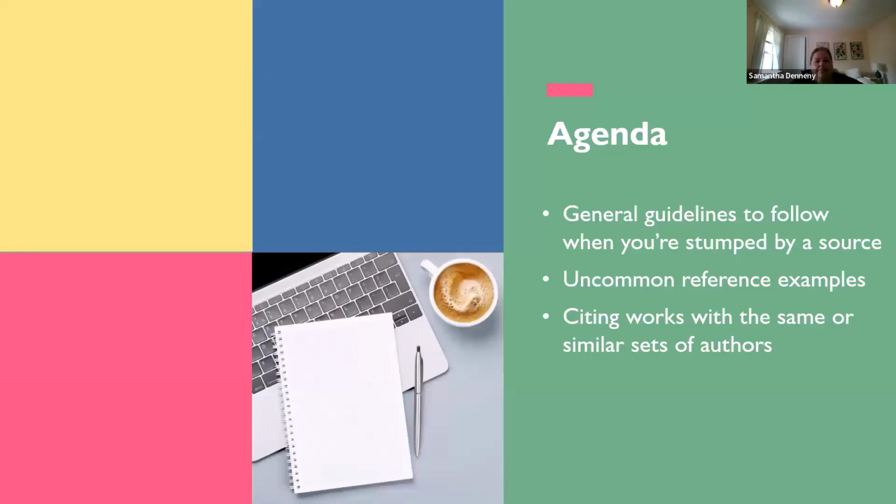So as I mentioned, today we're going to be talking about tracking down some new and unusual reference types. We'll start by talking about general guidelines to follow when you're stumped by a source. We'll talk about uncommon reference examples, and then citing works with the same or similar sets of authors. And as I mentioned, we should have time for questions. So go ahead, get those questions in the Q&A as they come about, and hopefully we'll have some time to talk about them.